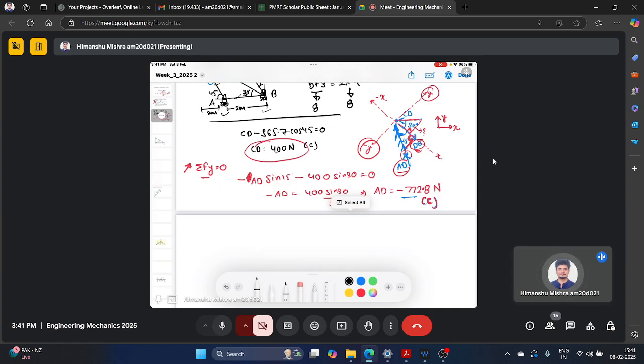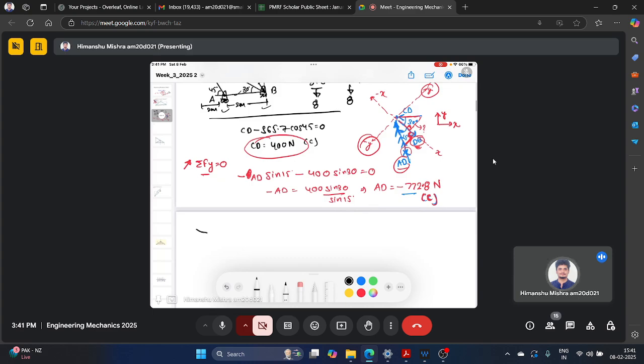So for DB, let's consider another equilibrium equation and let's see what we get after we solve this equation. So let's assume the component of force in x direction equals 0. Then now we need to consider the force DB here.